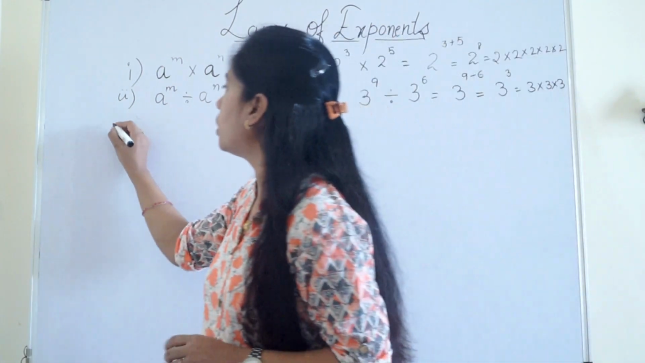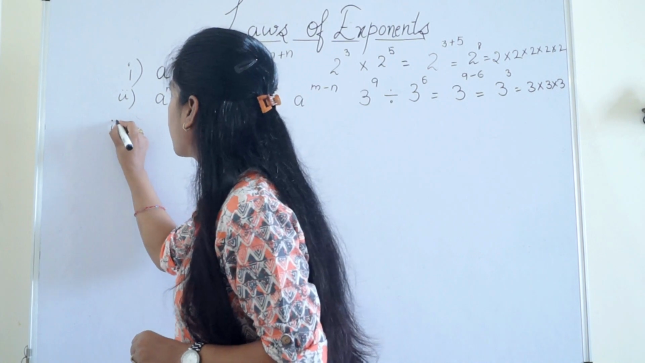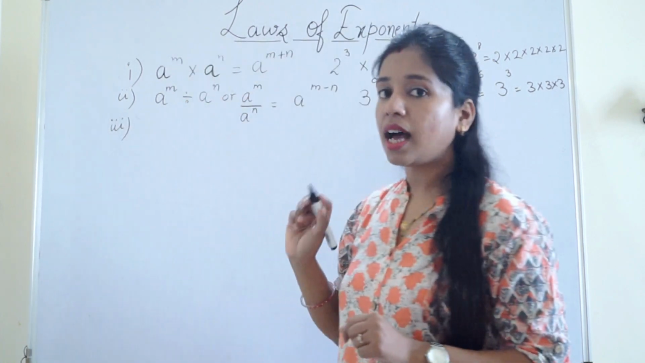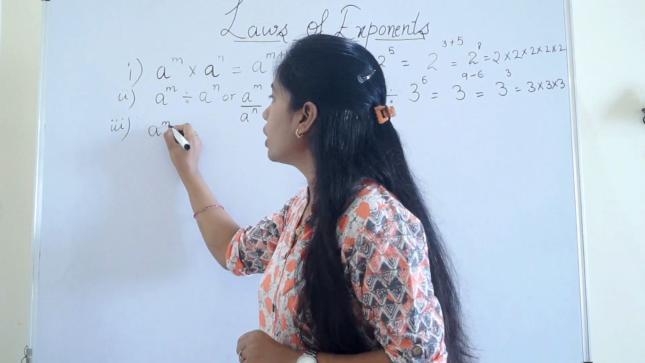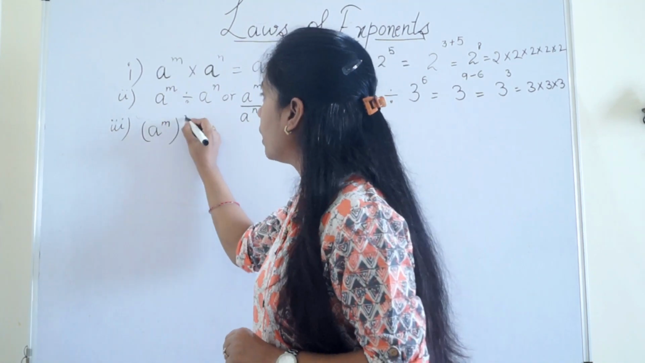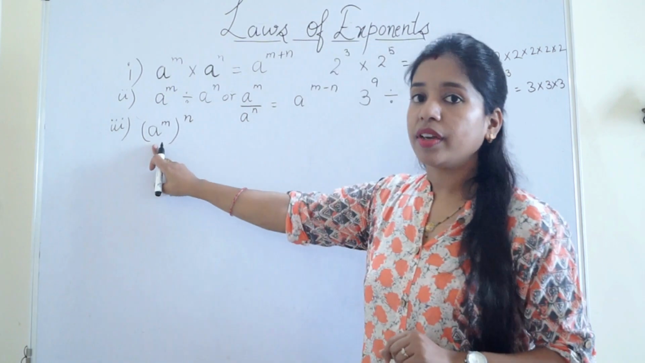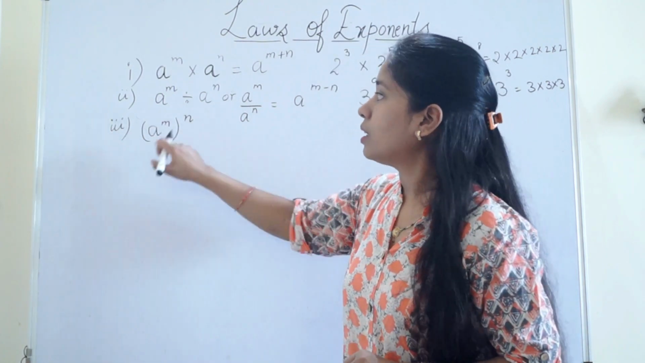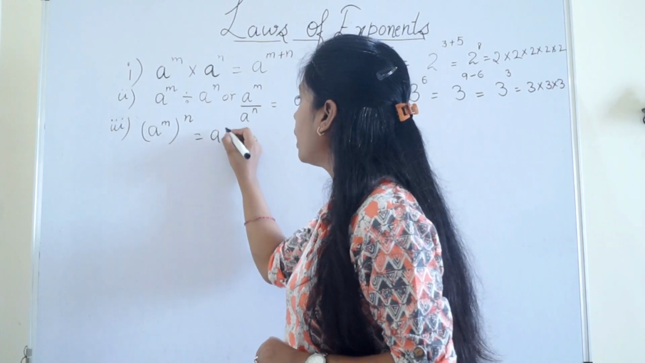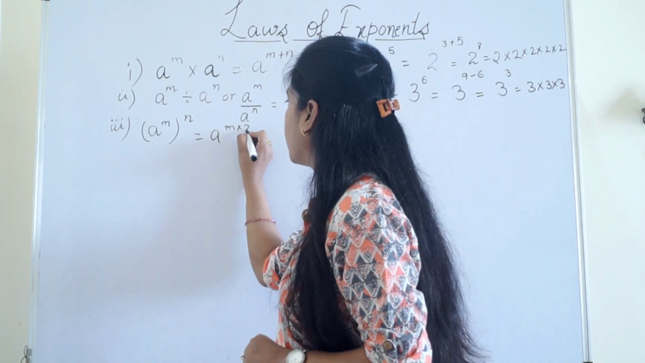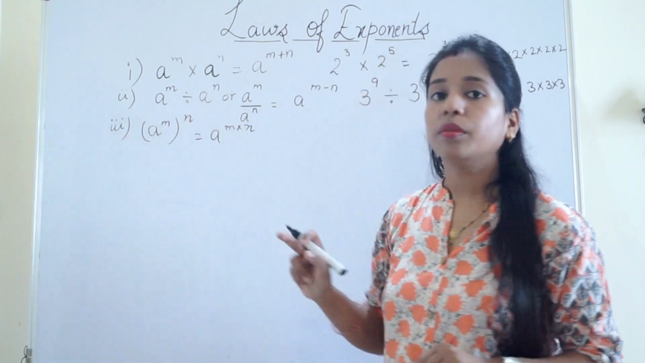Now what does the third law say? Third law states that suppose I am having a here and it is having a power m and another power n. A is having a power m and it is having a whole power n, then we can write it like this: a to the power m multiplied by n. Then in this case these two powers will get multiplied.